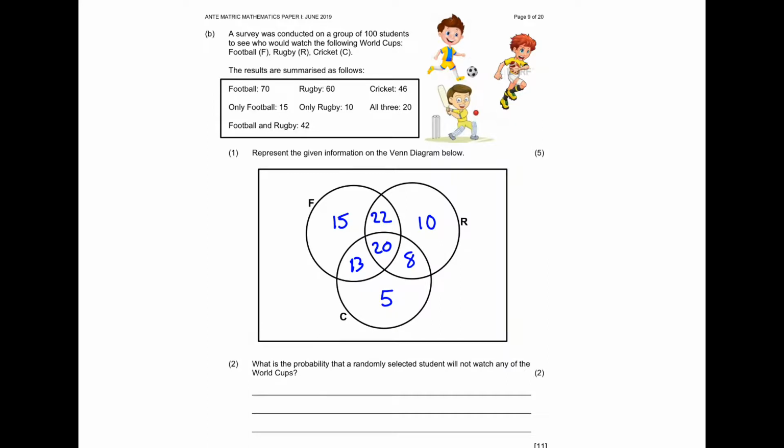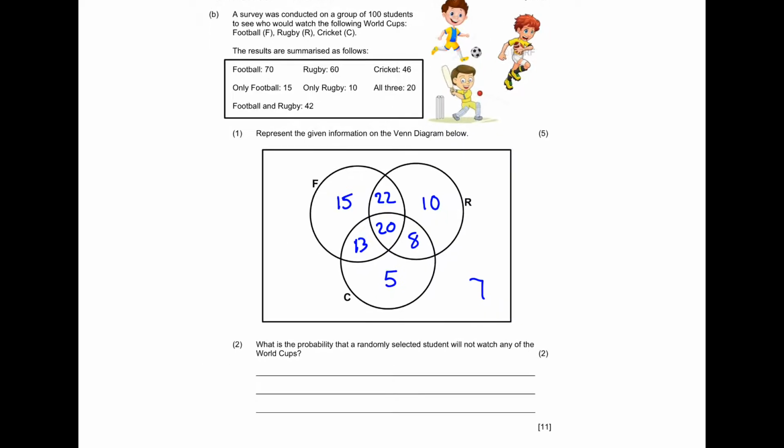Now it's important to see they don't tell us how many have said that they will not watch any of the 3 sports, so we need to add up all of these values. So the 15 plus the 22 plus the 20 plus the 13 plus the 8 plus the 10 plus the 5 gives us 93. They initially asked 100 students, so that means there are 7 in total that will not watch any of the 3 World Cups.